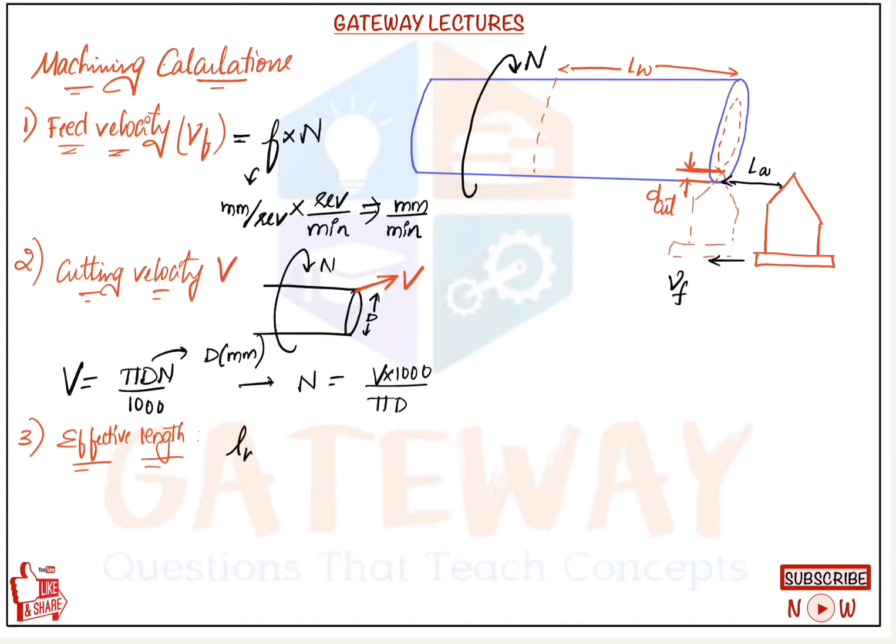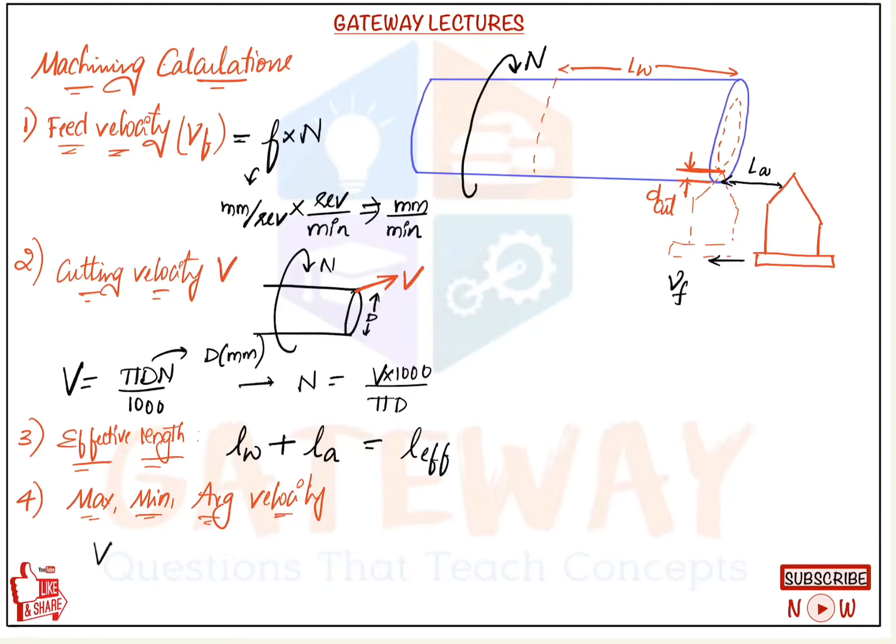Effective length is nothing but the length of the workpiece to be machined, plus approach or allowance, whatever it may be. We can call it approach allowance, or just allowance, or approach length. All are the same. So here LW plus LA is nothing but L effective. And the fourth parameter is maximum, minimum and average velocity. There will be three terms we'll be discussing: maximum, minimum and average velocity.